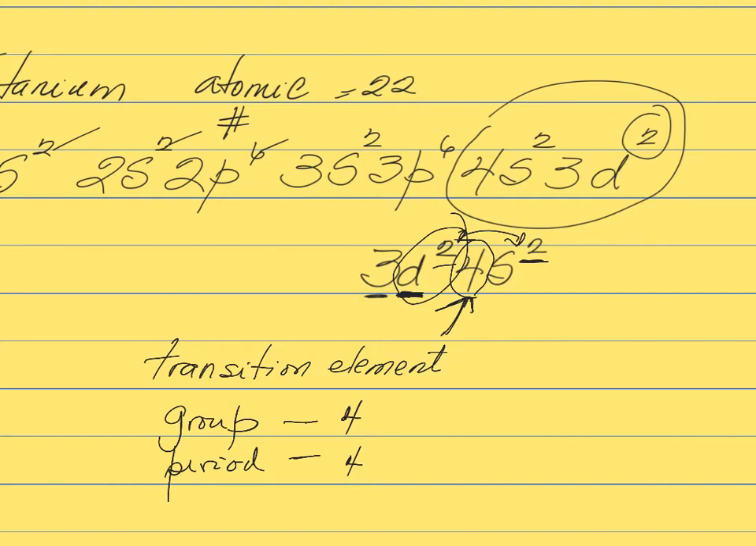Okay? How many valence electrons? In this case, it's a little bit more complicated because you have hybridization that we are not going to touch in chemistry. You're going to find the valence electrons only for representative elements.